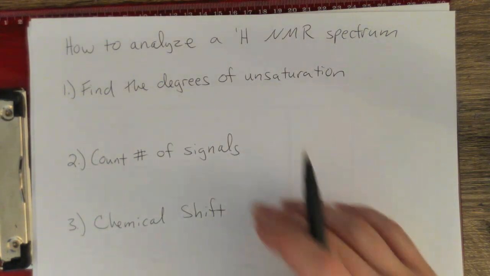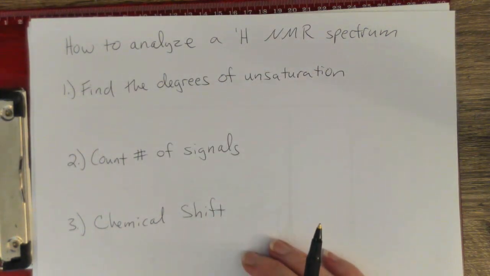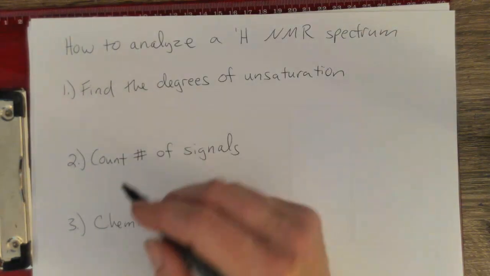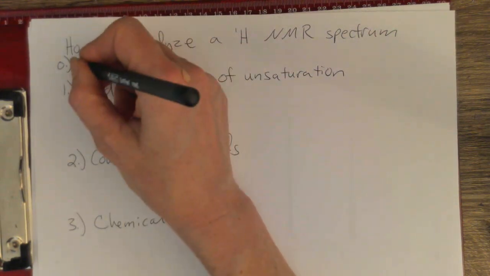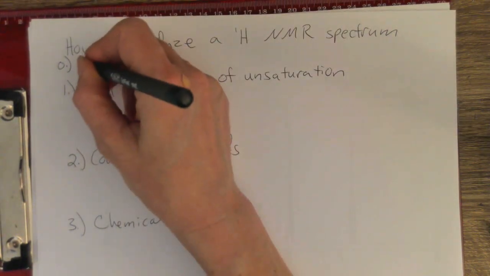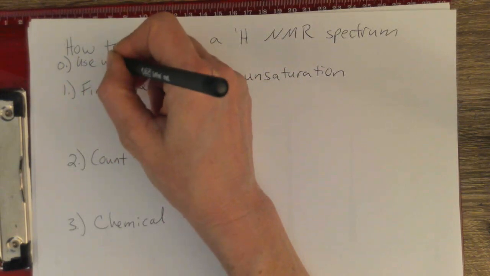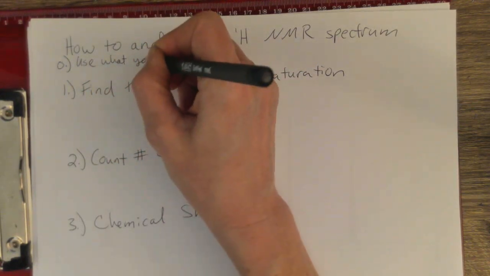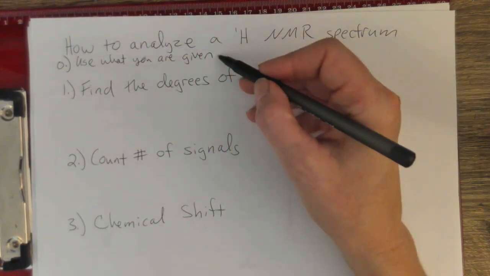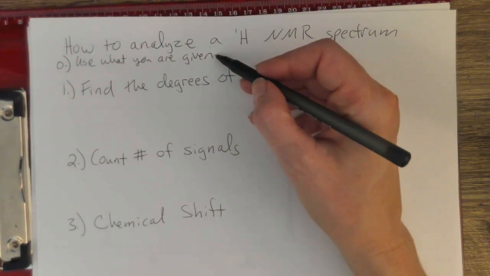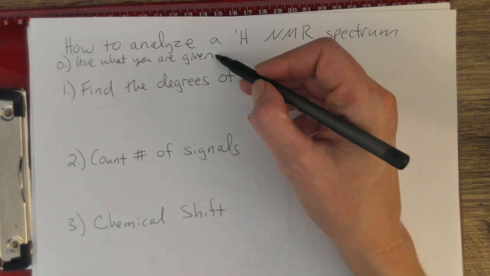So I want to give you a systematic way for going about how to solve the problem. I'm going to actually add in a step zero now that I'm thinking about it, and that's to start off with use what you are given, because I'm usually going to give you a piece of information that's really critical, telling you limits to the structure, like it's a primary halide versus a secondary halide or a tertiary halide.